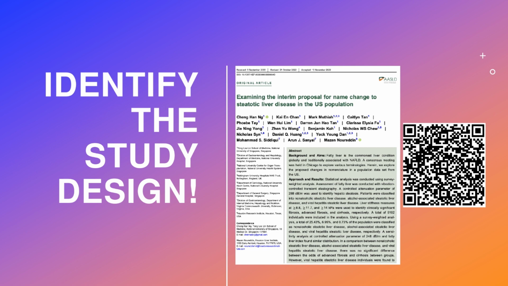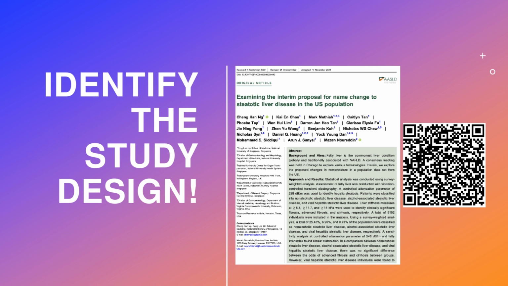Moving on to our next article. Unlike the first one, which was an easy one, this will be slightly more challenging. Just remember to scan the QR code and try to have a read of the full text. We're going through this article named Examining the Interim Proposal for Name Change to Steatotic Liver Disease in the US Population. Again, have a read, pause the video, and have a think about it, and we'll be talking about the answer in a bit.